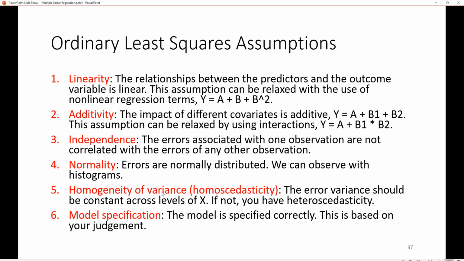The fifth assumption is the homogeneity of variance, which is also called homoskedasticity. The error variance should be constant across levels of x. If not, you have heteroskedasticity. And number 6 is the model specification. The model is specified correctly. This is based on your judgment. In other words, do you have all the right variables in there?